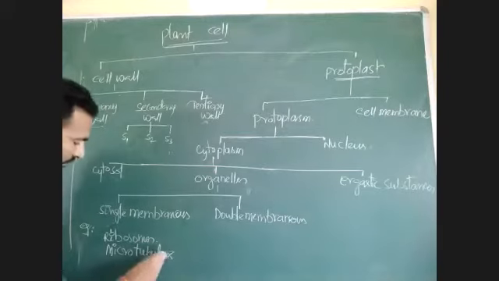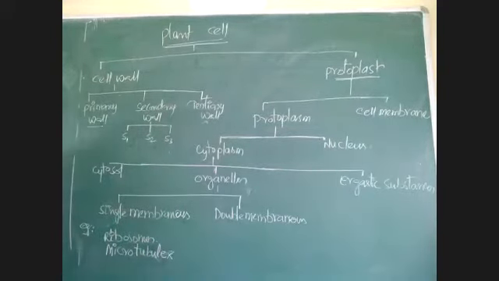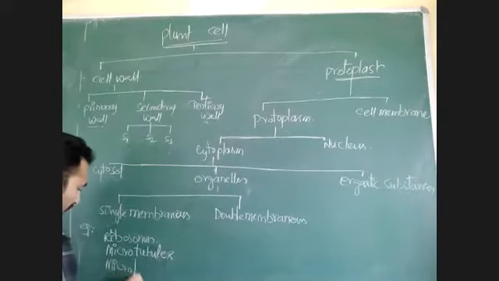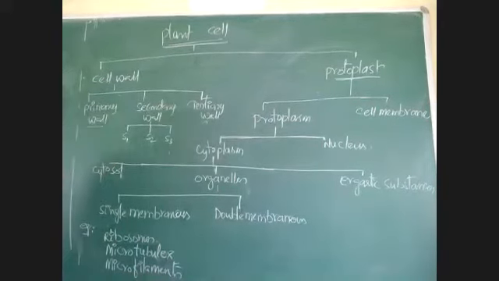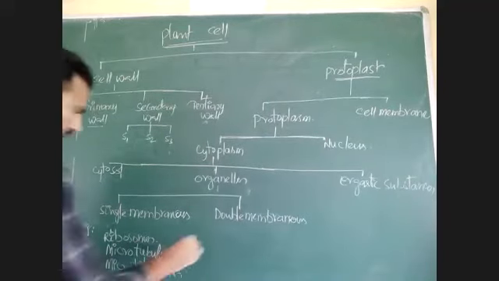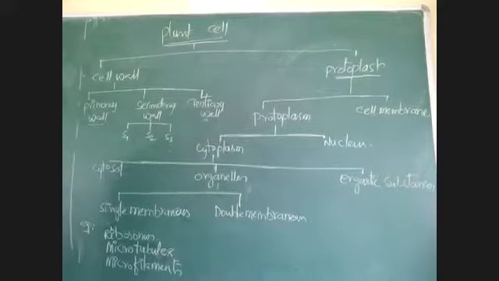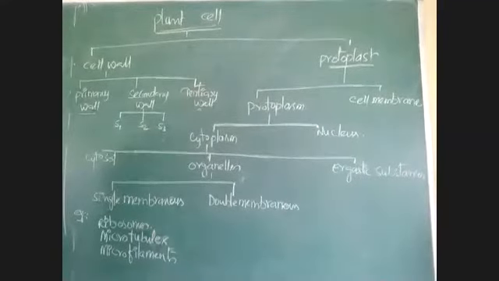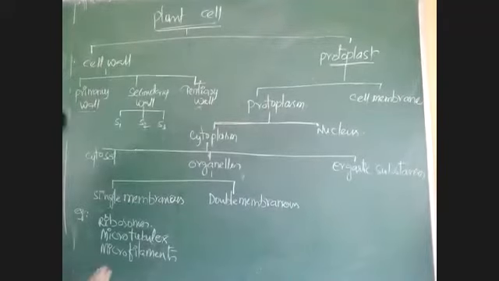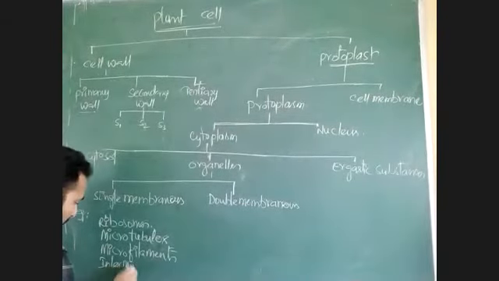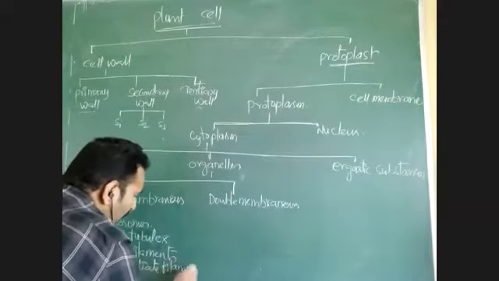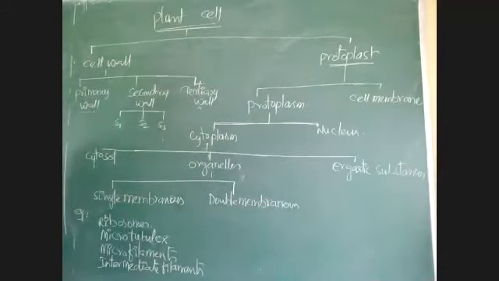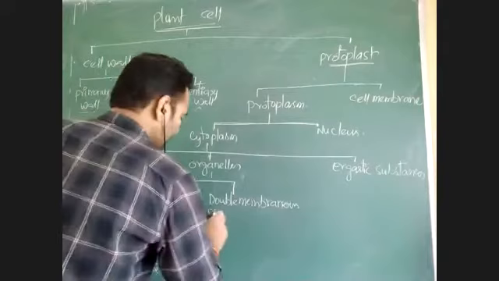Microtubules, microfilaments, and intermediate filaments. These are single membranous organelles present inside a cell.